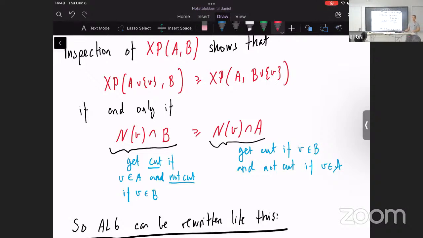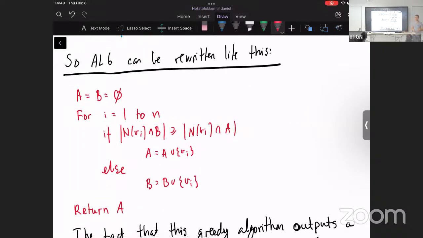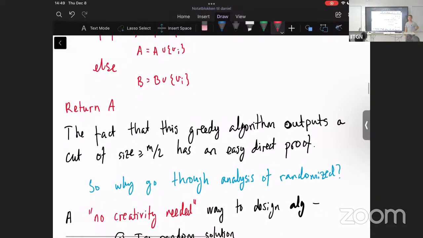In particular, this conditional expectation algorithm can now be rewritten like this. Initially, A and B are empty. You go over all vertices from 1 through n, and if V has more neighbors in B, you put it into A. If it has more neighbors in A, you put it into B. Here's a funny thing: of course we have now proved by conditional expectation analysis that this will always output a cut of size at least m/2. But in fact, the fact that this greedy algorithm outputs a cut of size at least m/2 has an easy direct proof too.